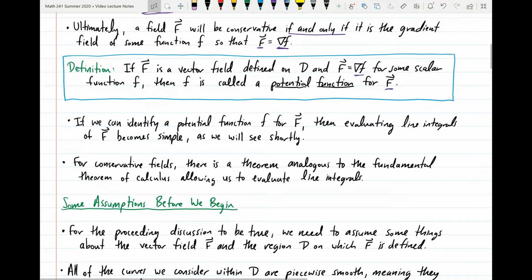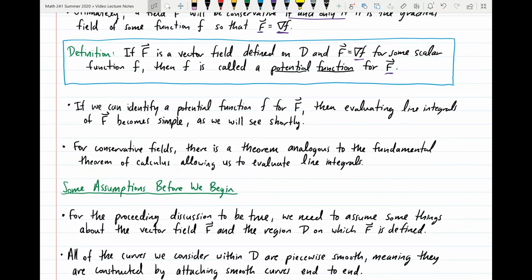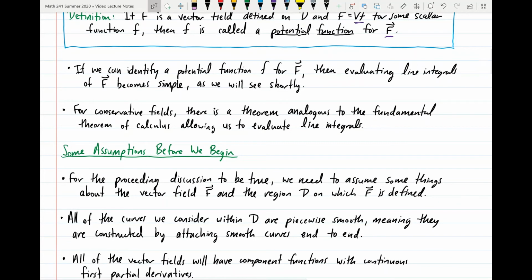And if we can identify a potential function, little f, for our vector field F, then evaluating line integrals of our vector field F becomes relatively simple. As we will see shortly, in particular in the rest of the video, this is what we're going to be looking at. And ultimately, for conservative fields, there is a theorem analogous to the fundamental theorem of calculus, allowing us to evaluate line integrals.